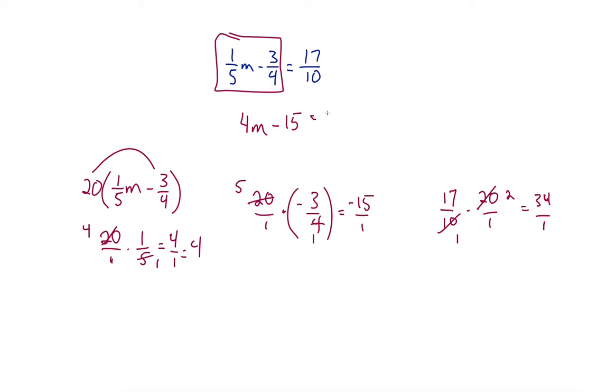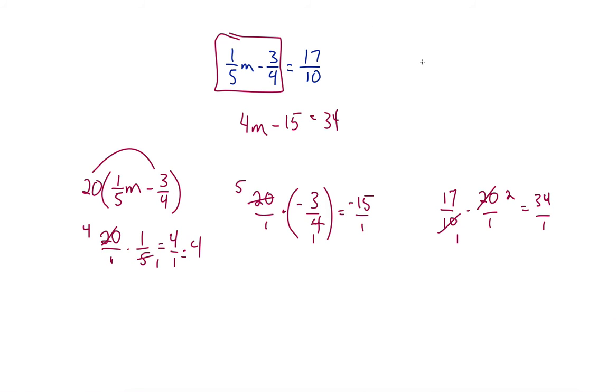All right, so this equation that was 1/5 m minus 3/4 equals 17/10, I've now just changed to 4m minus 15 equals 34. Now remember, I can do that simply because, as you've probably been told with equations, what you do to one side, you have to do to the other side. So in theory, you could do anything you want to this equation as long as you do it to both sides. So in this case, I just multiplied both sides by 20.